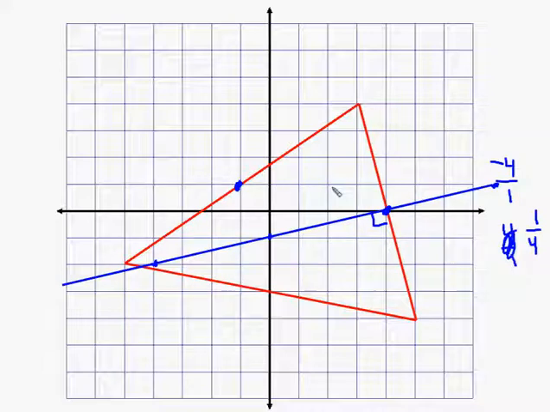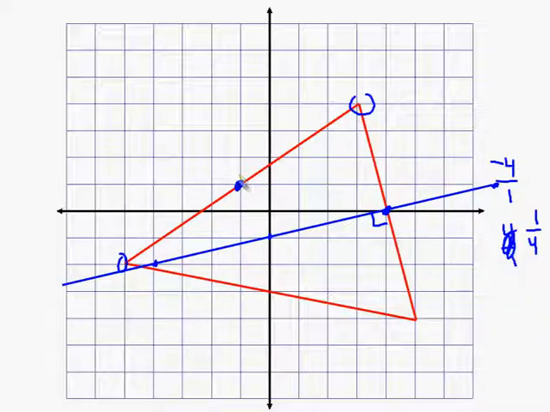1, 2, 3, 4. 1, 2, 3, 4. Yep. 1, 2, 3. 1, 2, 3. Yes, that's the middle. Again, I could use the midpoint formula with this point and this point to actually figure out what that really is numerically, but I think that's right there. Alright, so now I need the negative reciprocal slope. So I need the slope of this line.